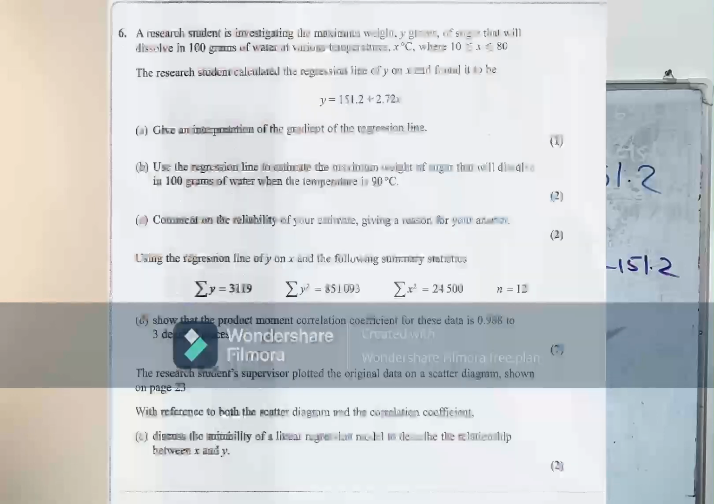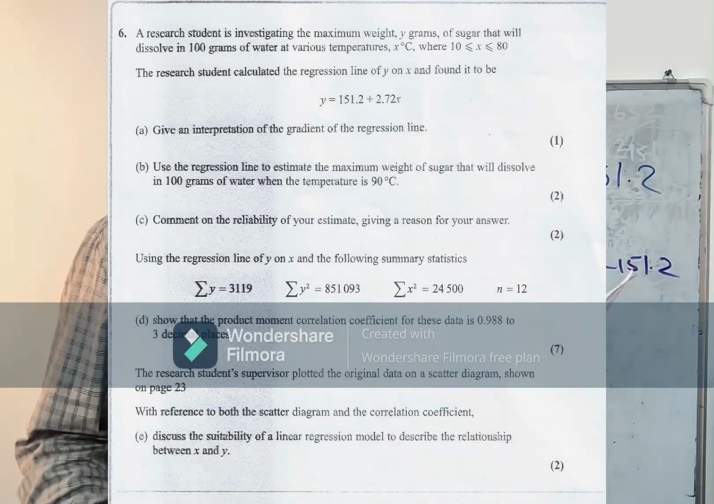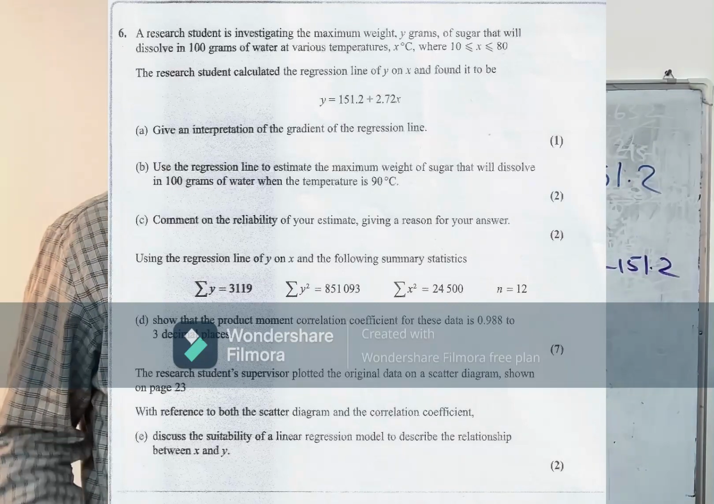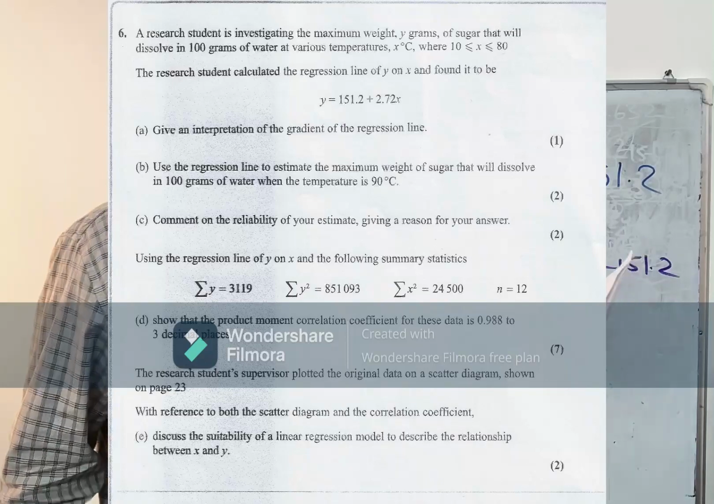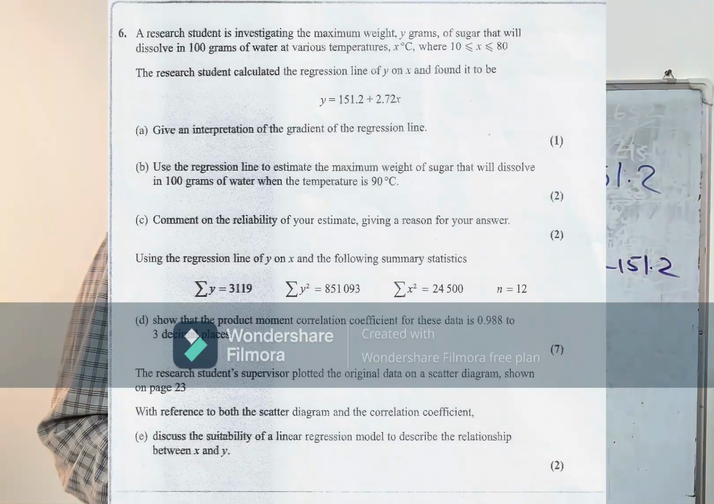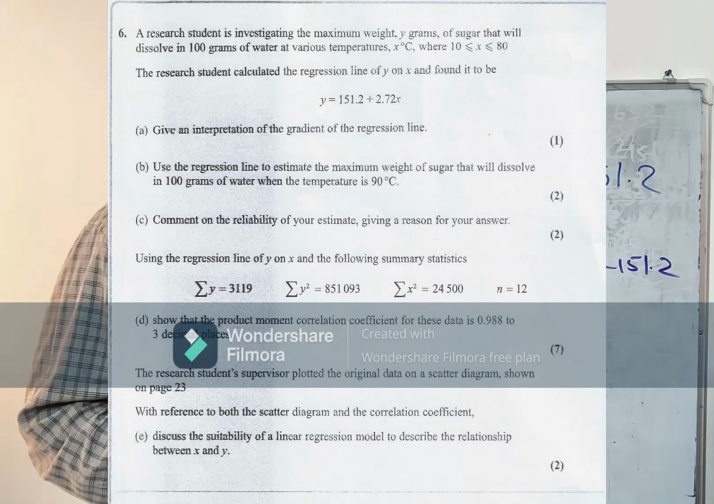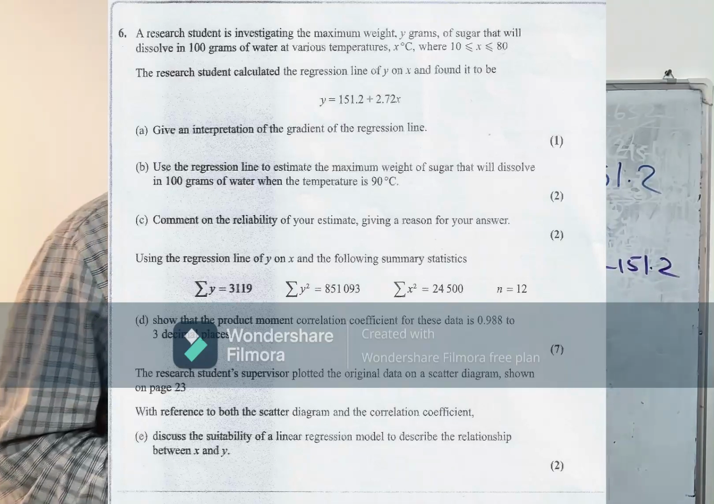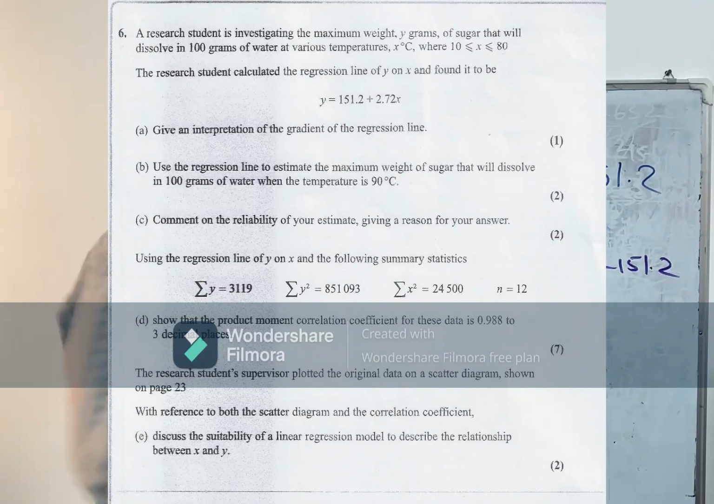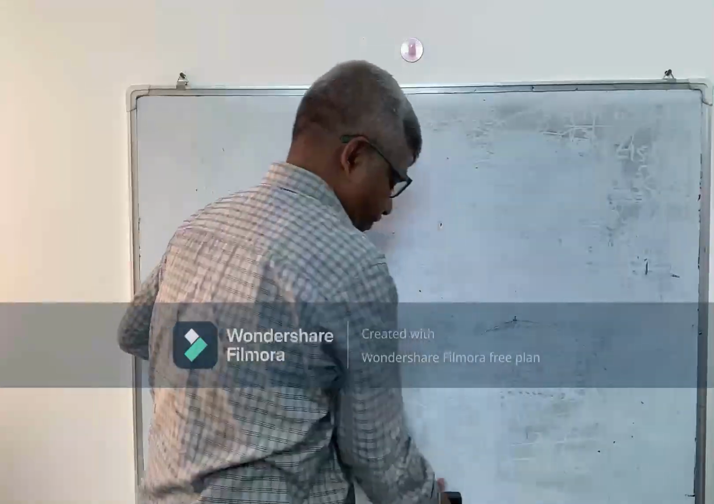Okay, question number D. Now we come to the important question. Show that the product moment correlation coefficient for this data is 0.988. They have given the data: sigma y equals 3119, sigma y squared is 851,093, sigma x squared is 24,500, n is equal to 12. Okay. Now let us first give all the formulas.